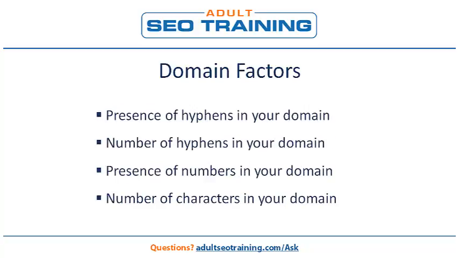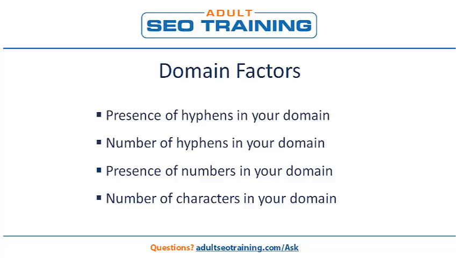And next are the domain value factors. So first we have the presence of a hyphen in your domain. For example, freeporn-tube.com. And then we have the number of hyphens in your domain, which could be something like free-porn-tube.com. So obviously the fewer hyphens, the better.